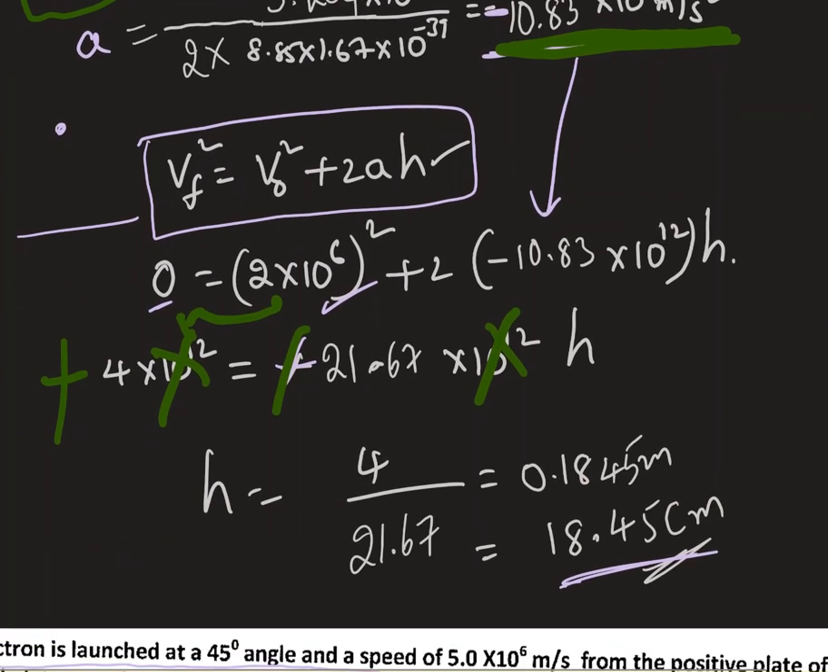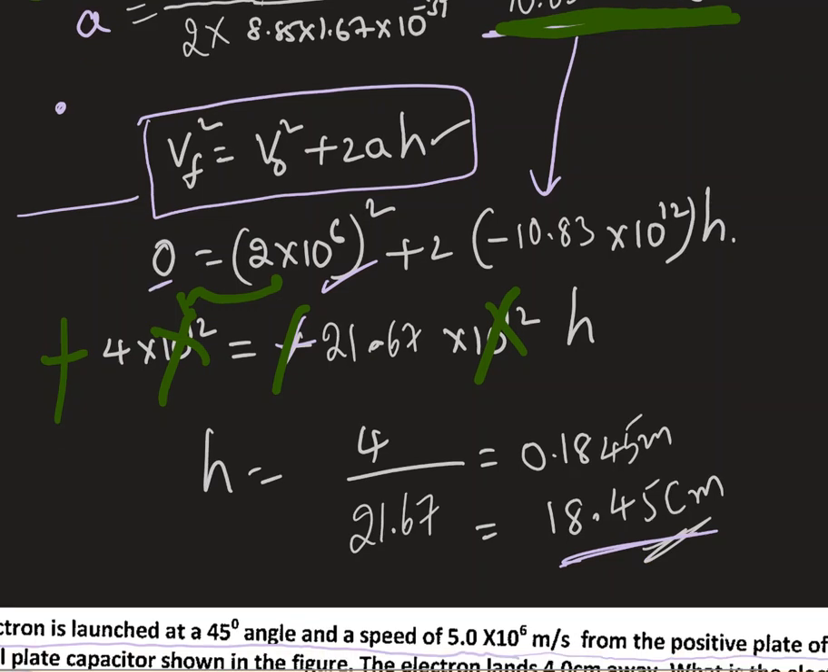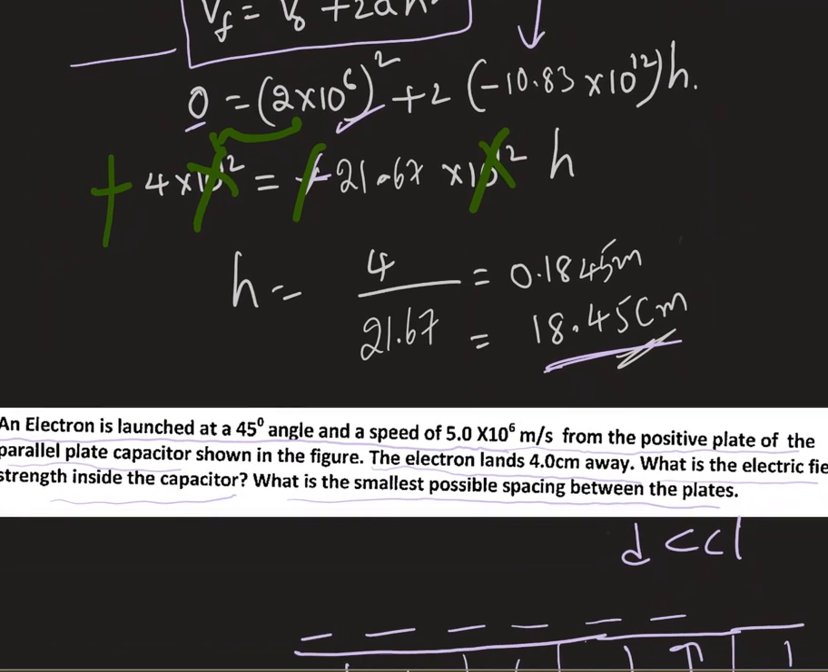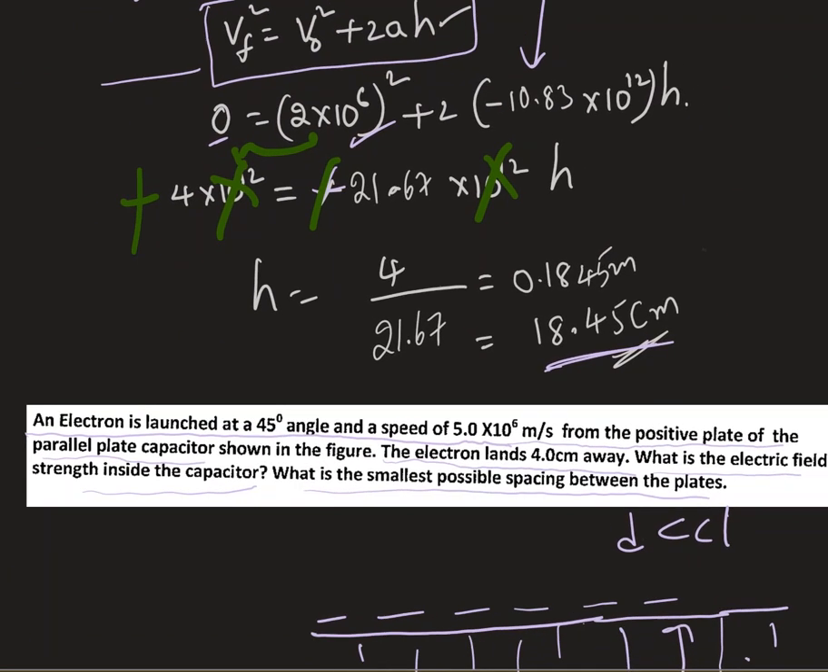We'll end up with h equal to 0.1845 meters or 18.45 centimeters. This is the first example. We already solved it in the class, but I want to make a video so that it's good practice for you guys later on. So here is the next example.